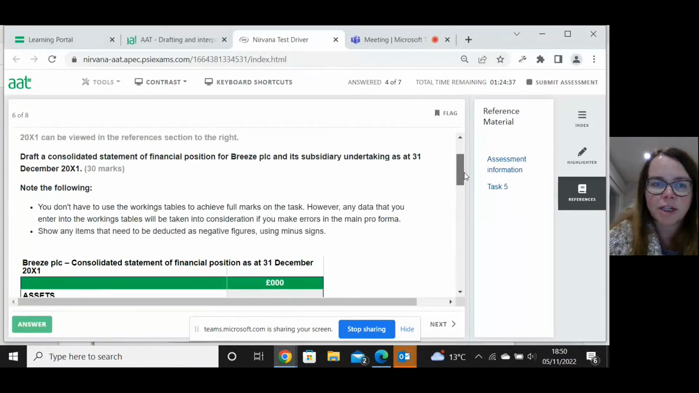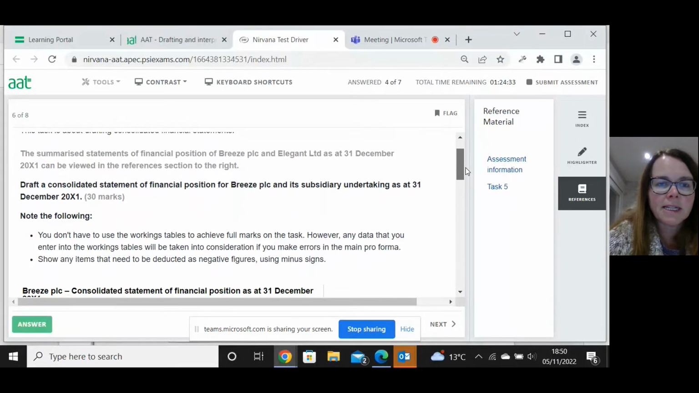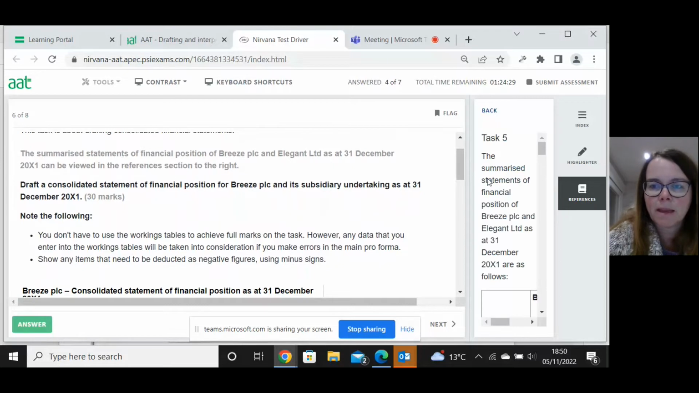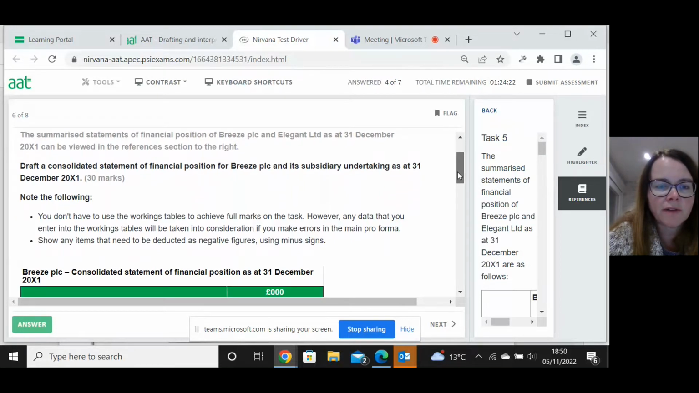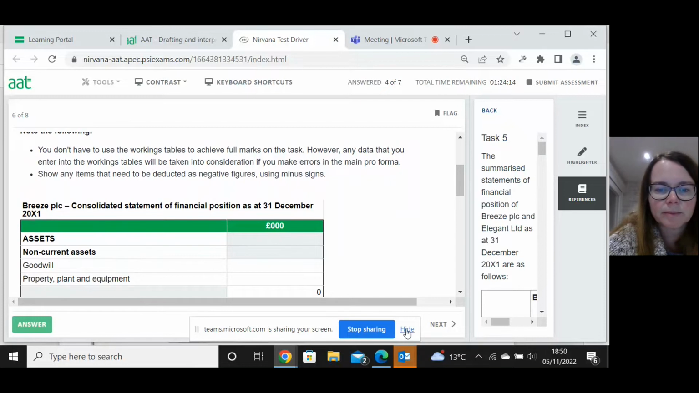So here is the question. So the summarized statements can be accessed here. If that's going to be helpful, I'm not sure yet. Note the following: you don't have to use the working tables to achieve full marks, but data there will be taken into account. So I recommend that we use it.